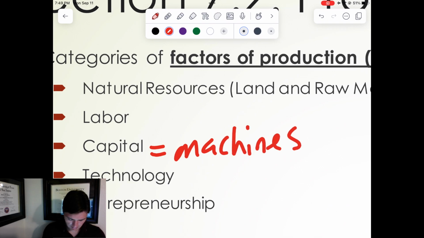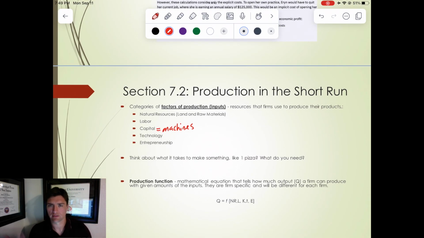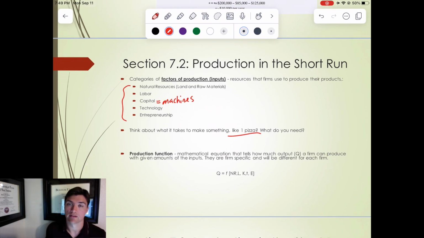Okay. So all these things are inputs that we use to make outputs, right? So let's talk about something easy, like a pizza. What do you need to make a pizza? Well, we have the dough, sauce, cheese, toppings, plates, all these things in order to make just one pizza. And not only that, we also need the person to make it, and we need the oven. We're using all these, and all these are not free, so we do have to pay money for these things.